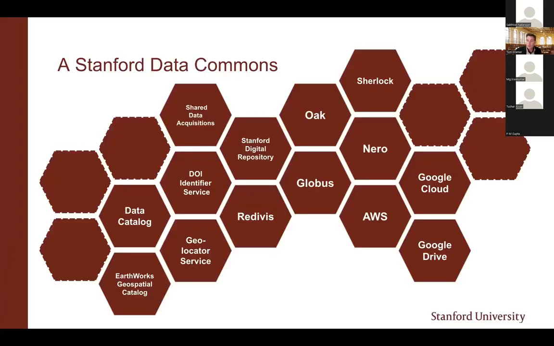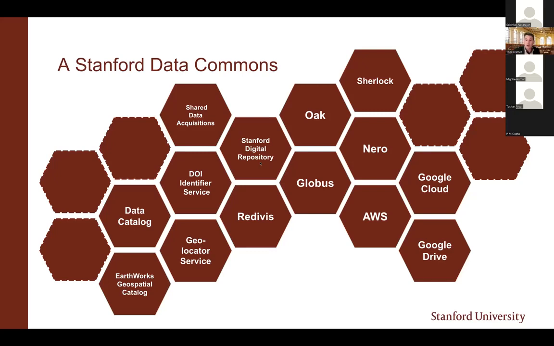At Stanford, one of the ways that we've thought about this is, how could we bring library-based systems like the Stanford Digital Repository, or a catalog for data, or EarthWorks for geospatial catalog, together with high-performance research computing. So at Stanford, those are systems like Oak and Nero and Sherlock. Or could we bring it together with environments like Amazon Web Services, Google Cloud, or Google Drive? And can we use a system like Globus, which is high-capacity data transfer, to get data all around the environment?